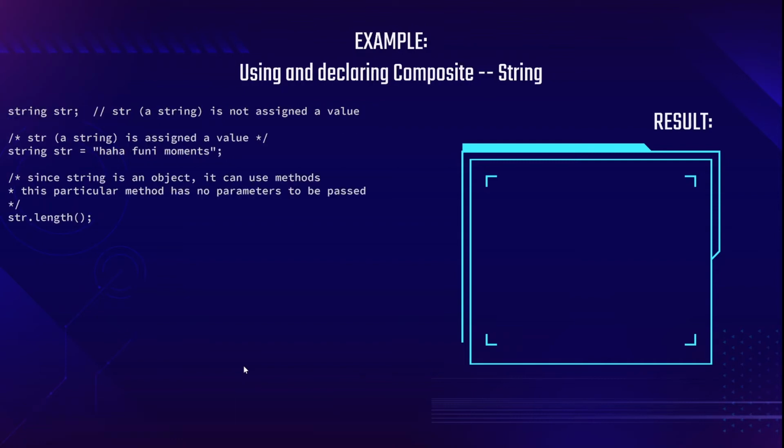So, strings. This is starting to get into composite, right? So, I can just define a string, it's not assigned a value. If I want to assign it a value, I do the double quotations. Because string is an object, not just any old type, we can use methods, or we can give it some kind of attributes. We'll get more into that when we talk about objects, but this particular method that we're just doing, this dot length, there's nothing that needs to be passed.